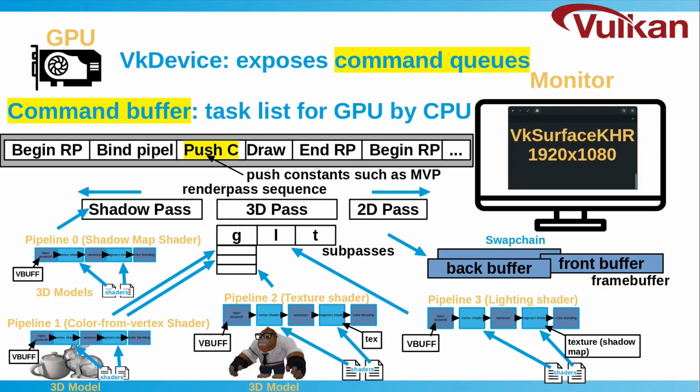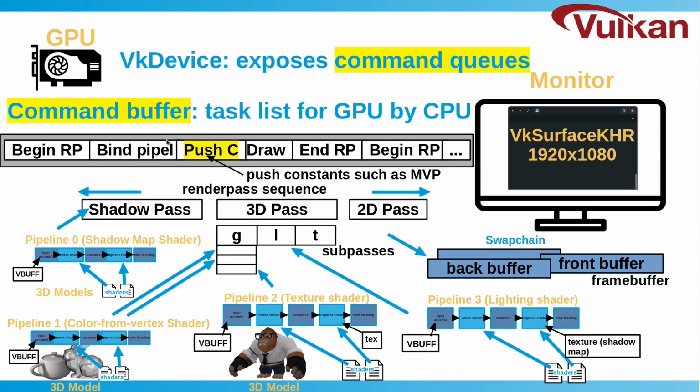Another question we need to clarify is, how do we, on the CPU side, with our C++ application, tell the GPU to pull off the render pass sequence, to use certain pipelines, to use the swap chain? And this is where command queues and command buffers come into play.